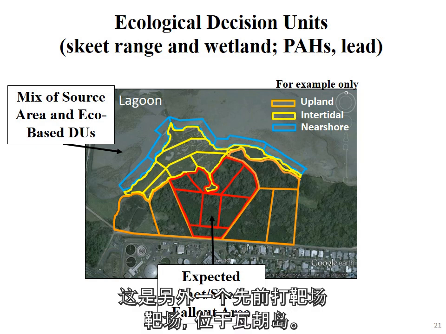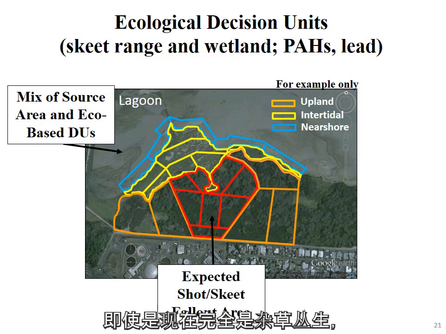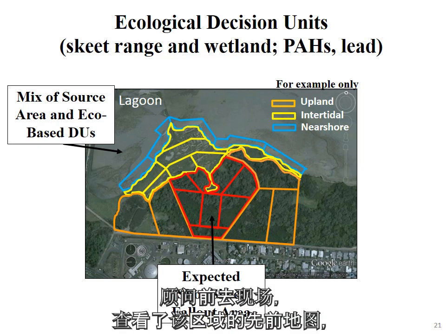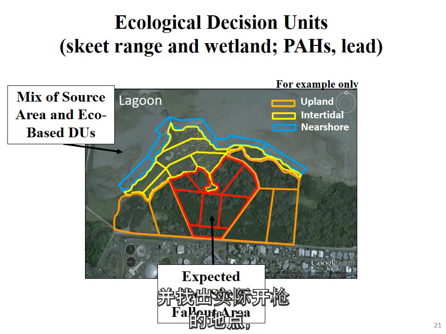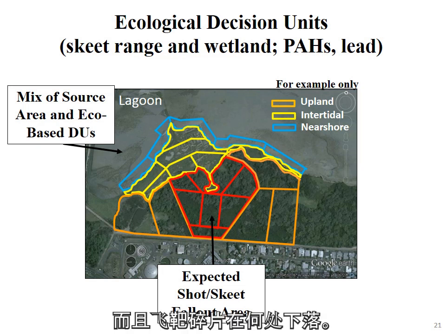This is another former skeet range on the island of Oahu. And here I had very good historical data, even though it's completely overgrown now; it's been out of use for several decades. The consultant went out, looked at former maps of this area and aerial photos, talked to people who used to work there, and identified where the guns were actually being shot. And then there's a lot of information on how far lead shot goes and where skeet debris tends to fall.